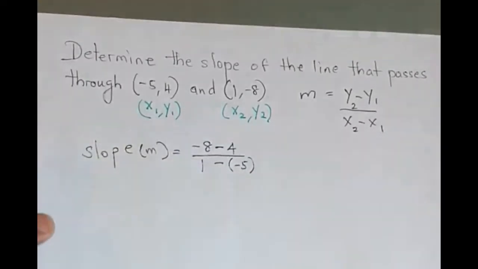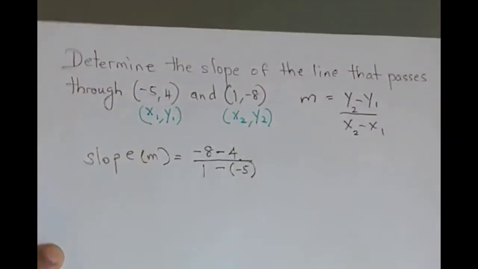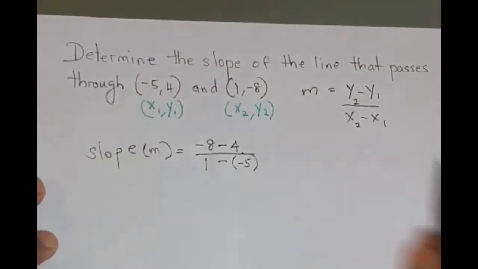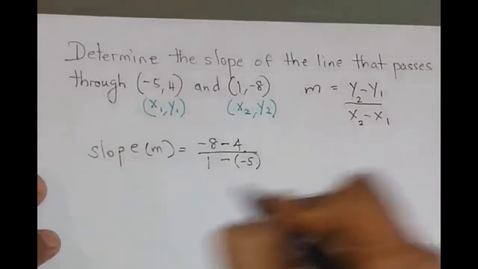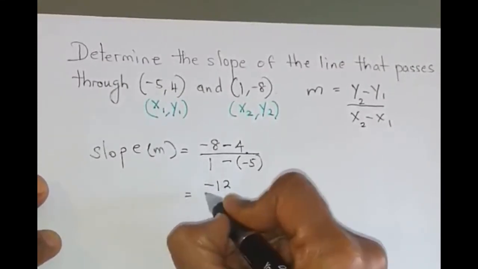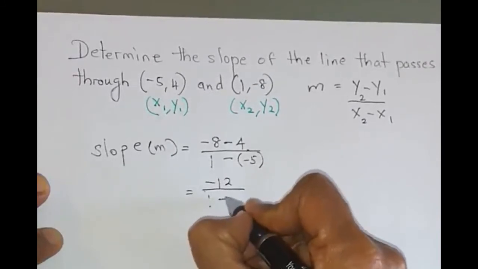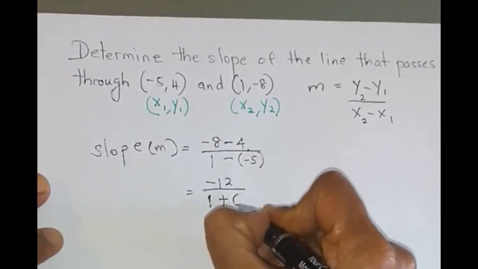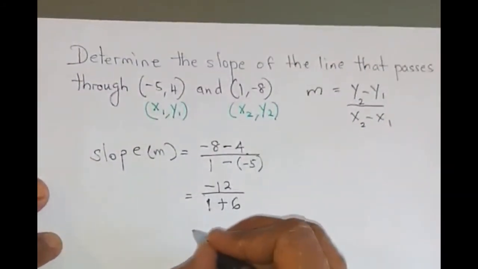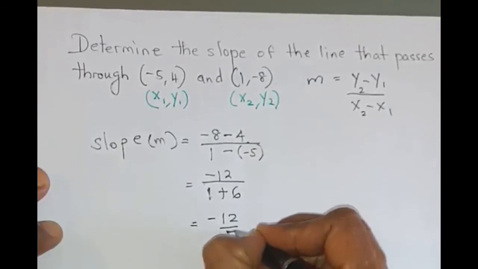-5. You have to be careful with the signs when you're subtracting. If you're subtracting a negative value, it's going to become positive, so you have to put it inside the bracket so that you know that it's a negative number. So I'm going to simplify this. In the numerator, I have -12, -8 minus 4, and in the denominator I have 1 plus 5.